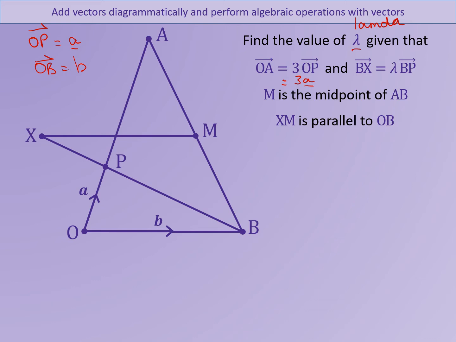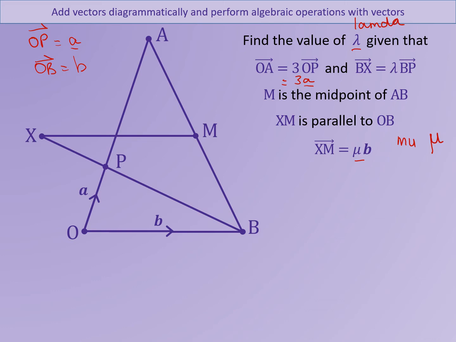A little bit of extra information. M is the midpoint of AB, so it's the halfway along. And XM is parallel to OB. So let's take a look at how we deal with that very last line there. If XM is parallel to OB, then it must be equal to some multiple of B. Now I've called this mu, and that is another Greek letter mu. If you're writing it, just write it with a stick down, and then it looks like a U after that.